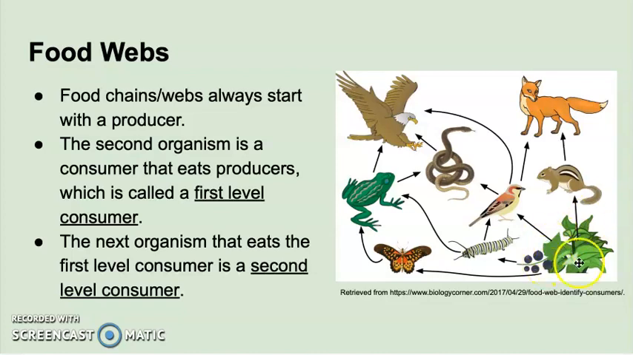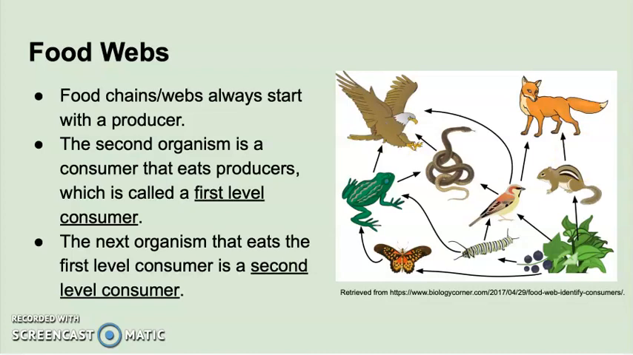For example, if this is our producer, the chipmunk here is eating the producer, so that makes it a first level consumer. The fox is eating the chipmunk, so that means that they are a second level consumer. And then it builds from there. So for example, in this food chain, you start with the producer, you move to the bird, which is a first level consumer in this example. The snake would be a second level consumer, and then the hawk would be a third level consumer.